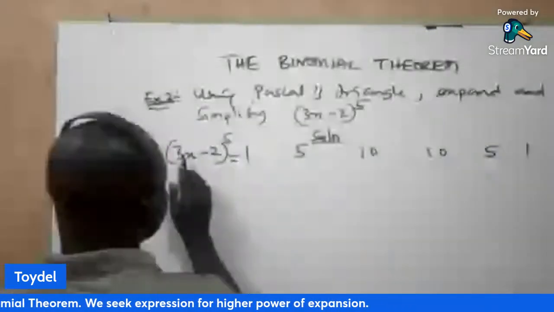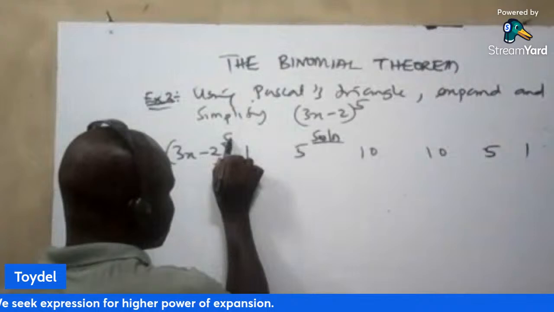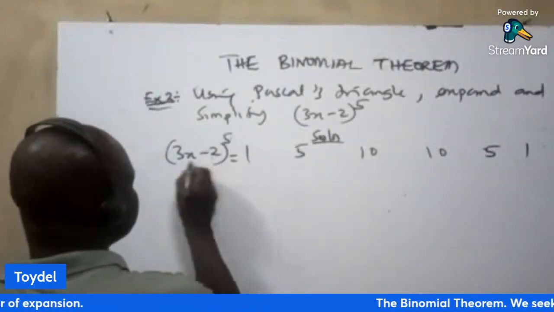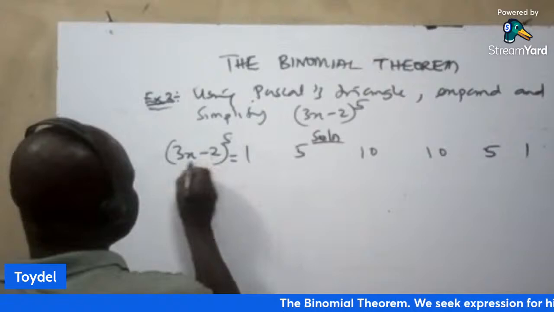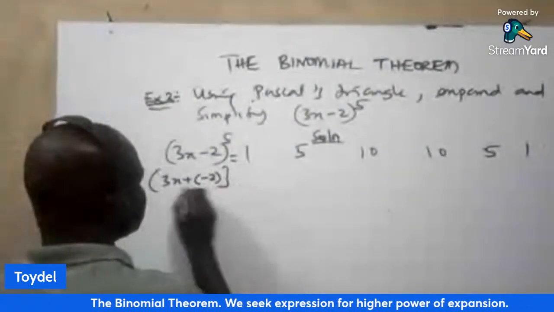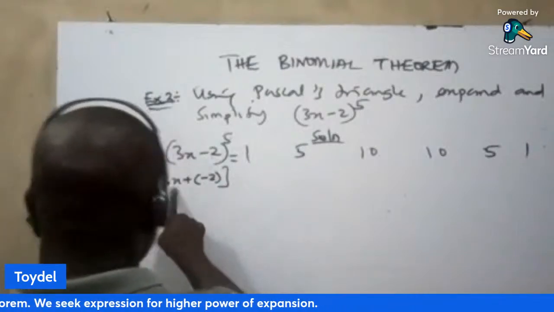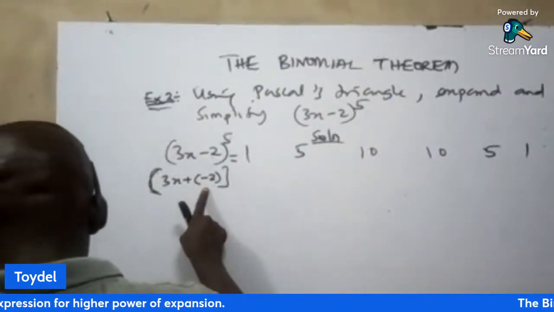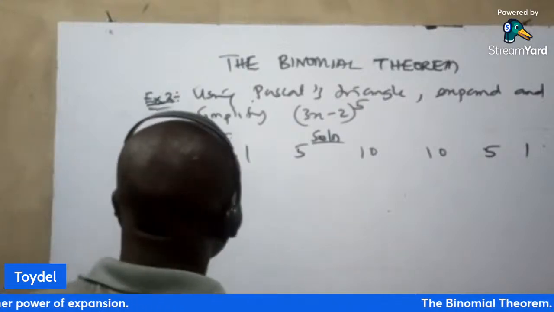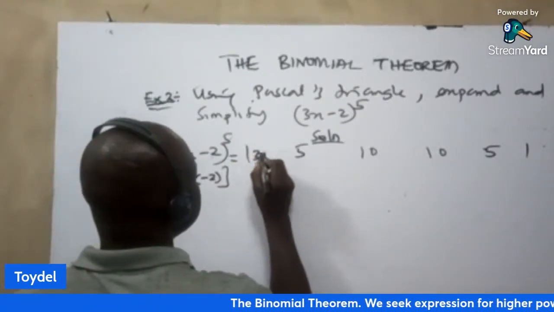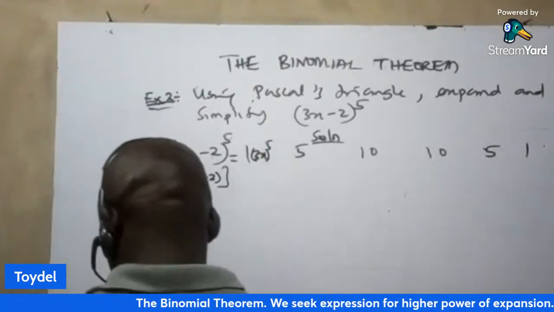Then what do we do? The first term will be decreasing with respect to this power, while the second term will be increasing with respect to this power. Of course, it can be written as 3x plus, in brackets, minus 2. So we can rewrite it in that form, so that the first one will be decreasing and the second one will be increasing with respect to this power. So what do we have now? This will be 3x raised to power 5.